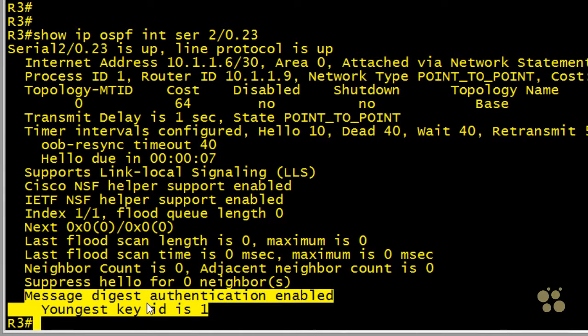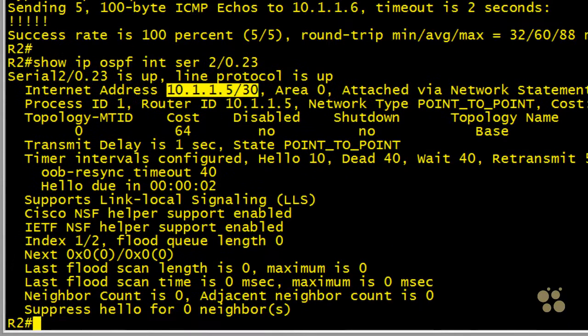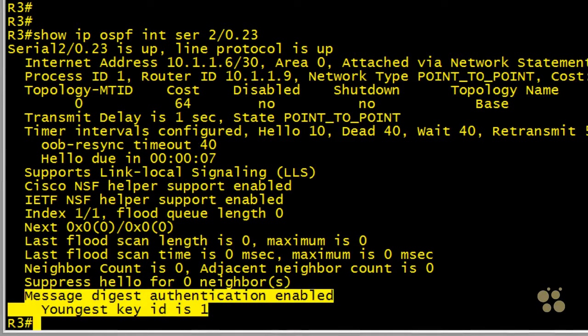This highlighted portion does not exist in the output of R2. Let's go to R2 just to confirm that. So what that would imply is that we have an authentication mismatch between these two peers, or two would-be peers with OSPF. They're not neighboring up because they can't agree on authentication. So let's take a look at R3's config.